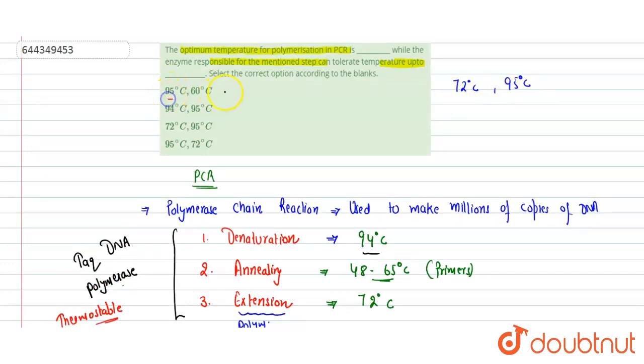Here 95 and 94 is wrong. 72 and 95: polymerization temperature is 72, this is correct. 95 and 72 is wrong. The correct answer is option C. Hope you get it. Thank you.